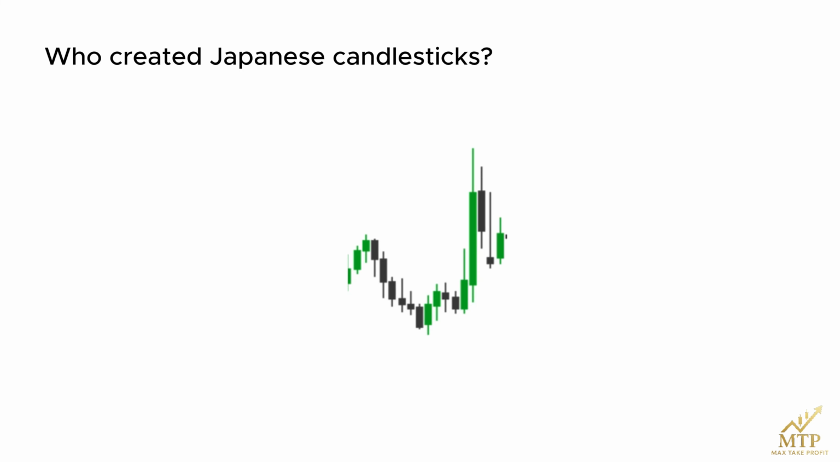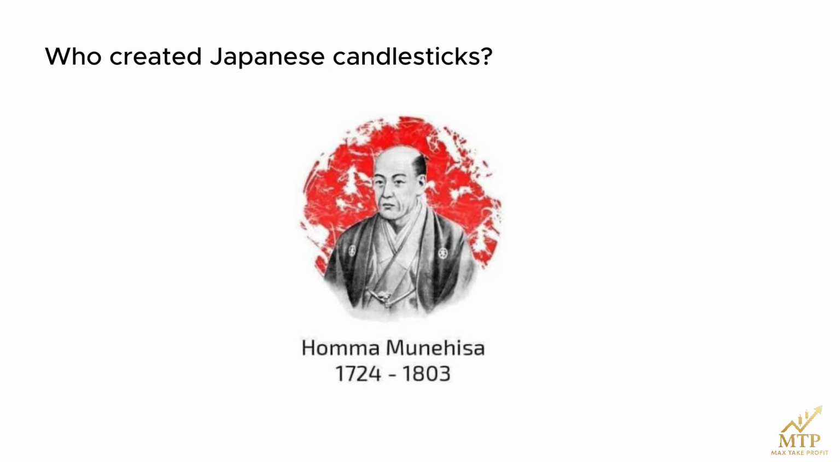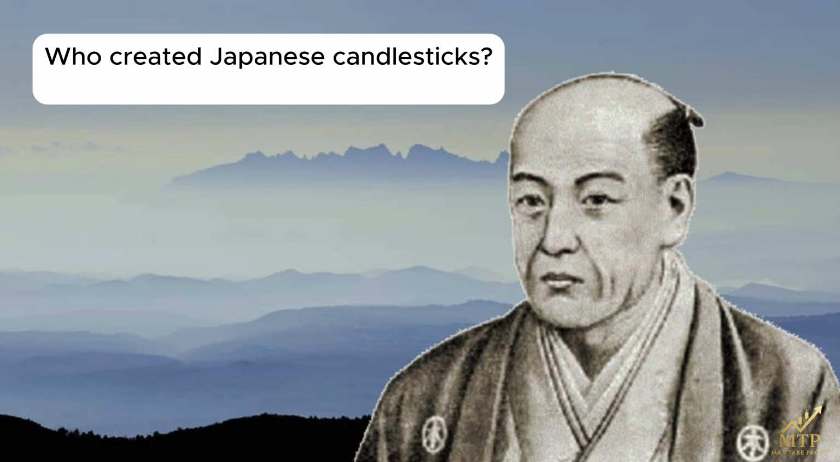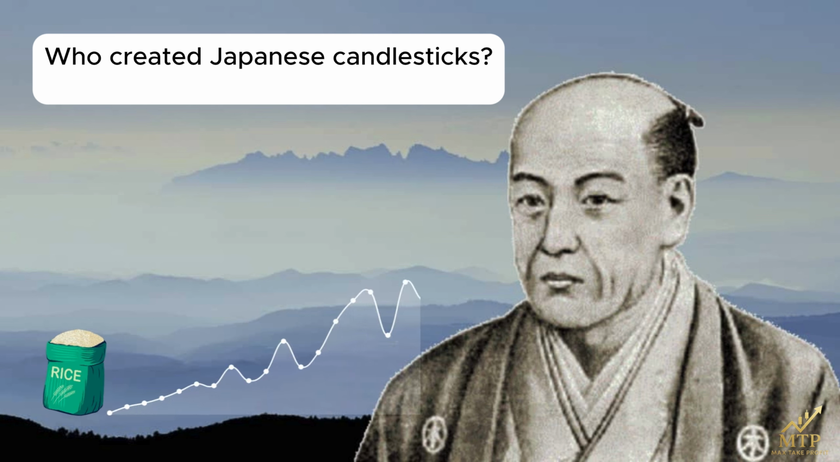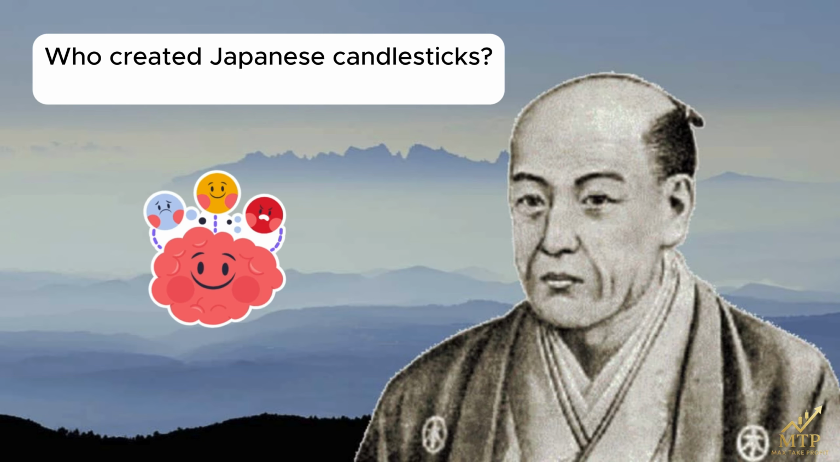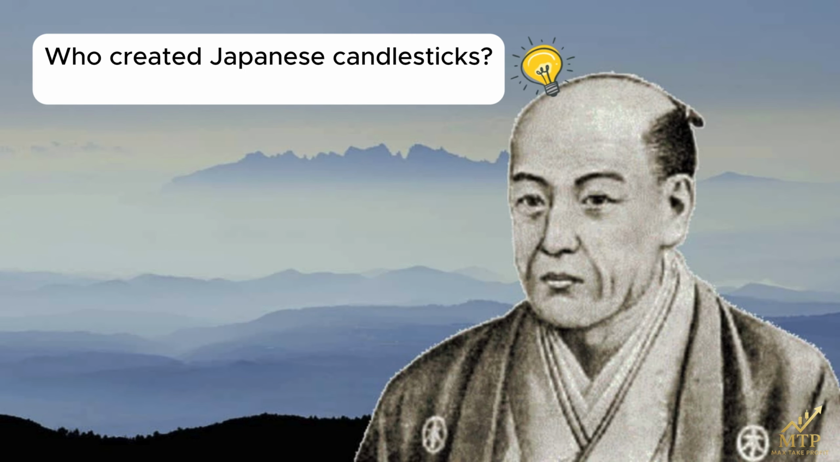Japanese candlesticks were invented by Munehisa Homma, a rice merchant from Sakata, Japan. Born around 1724, Homma wasn't just a trader, he was an observer of human behavior. While trading rice, he realized that price movements were not only driven by supply and demand, but also by emotions, fear, hope, and greed. To visualize these market emotions, he developed what we now call Japanese candlesticks, a way to represent price movements in a simple yet powerful visual form.